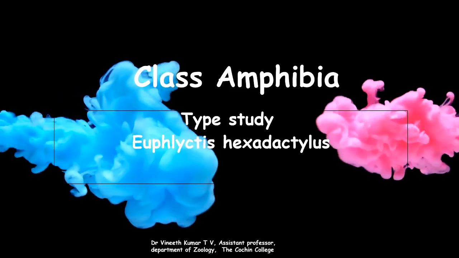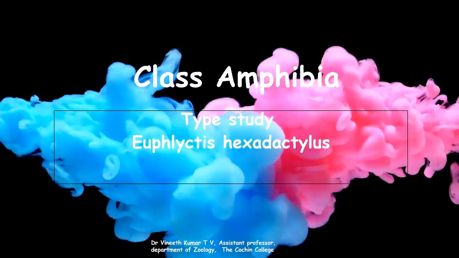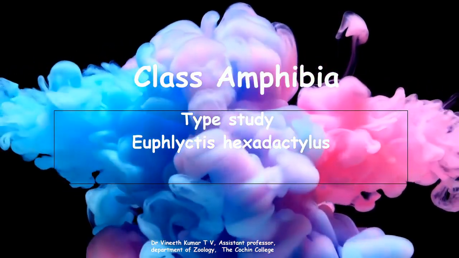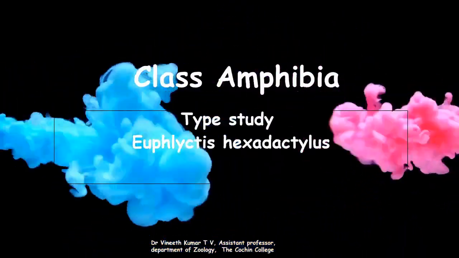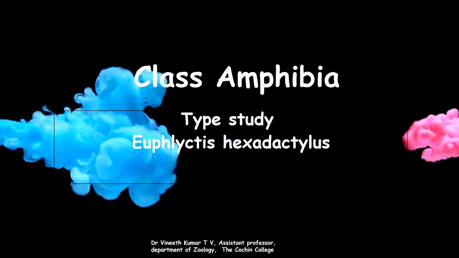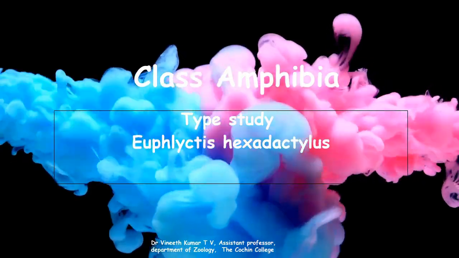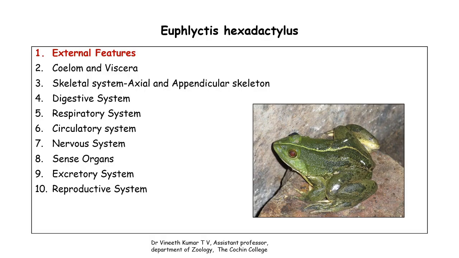Hello everyone, welcome to our discussion on the type study of class Amphibia. In the type study, we are going to discuss in detail the morphological as well as the anatomical details of the frog, which is called Euphlyctis hexadactylus. For the ease of discussion, we have divided the discussion of this type study into 10 different headings.